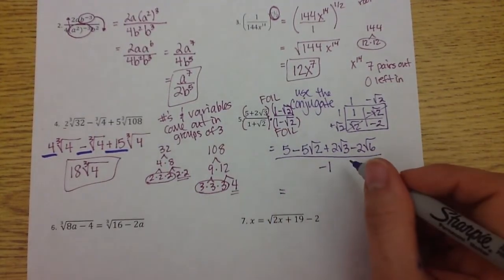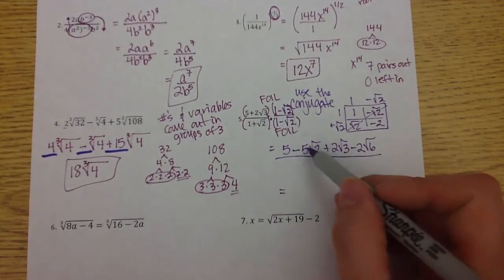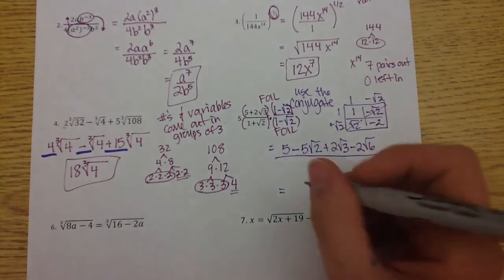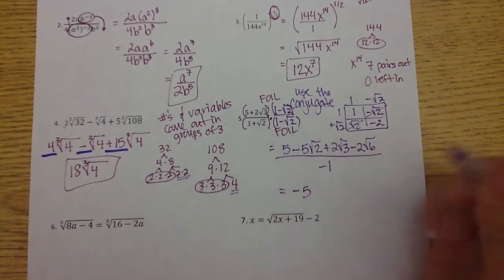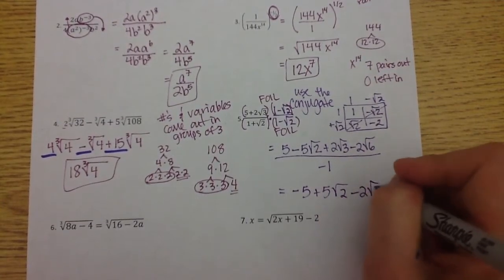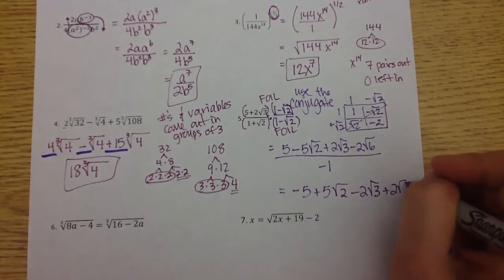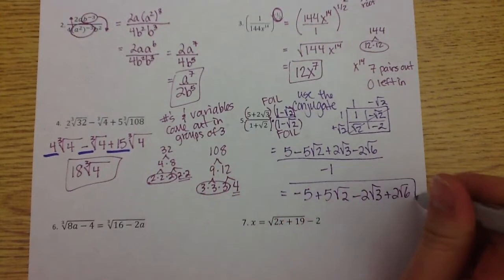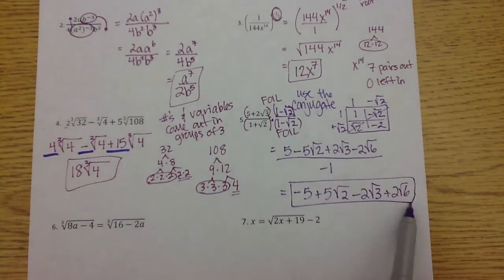We wouldn't want to leave our answer like that, so we'll divide each term in the numerator by negative 1, which will make this negative 5 plus 5 square roots of 2 minus 2 square roots of 3 plus 2 square roots of 6. And that will be as simple as it gets because I have no like terms in there.